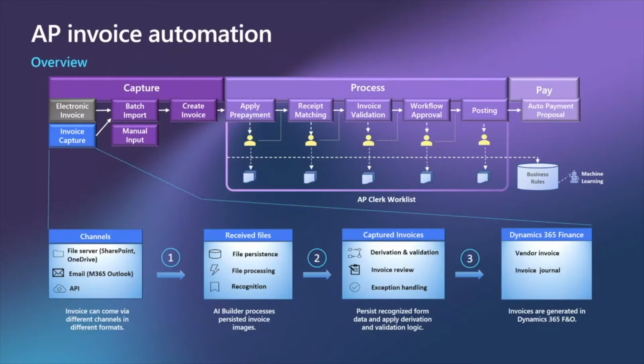Microsoft provides an end-to-end solution for the AP invoice process. In the past, we have already introduced invoice automation on the F&O side, starting right after the invoice gets imported. It will apply the prepayment, do the receipt matching, do the validation workflow, and do the auto posting. These jobs are triggered by the automation processing batch job behind. Once the invoice is posted, if the auto payment proposal job is also triggered, then the payment journal will be automatically created.